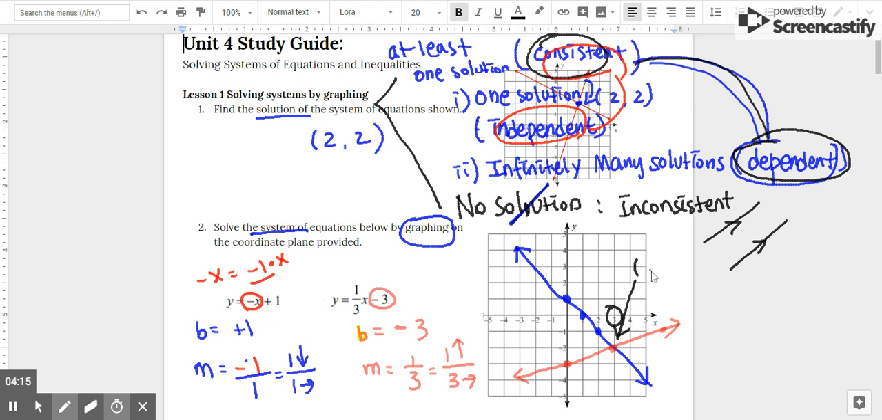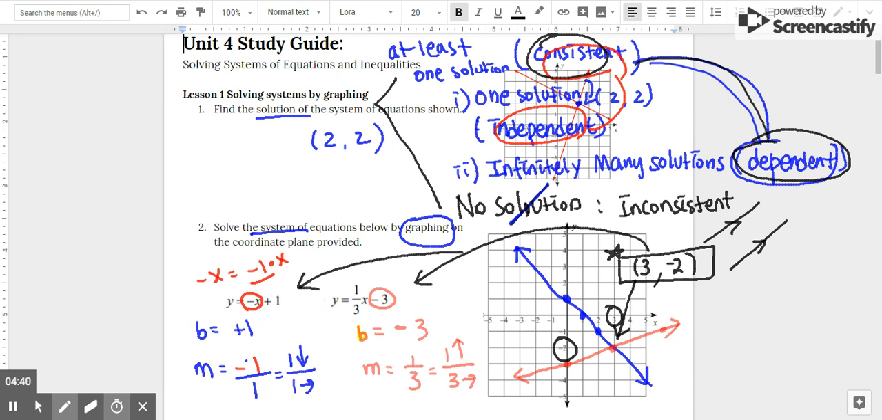The solution for this question is this point, (3, -2). You always read x first. So this is the solution of the graph. This little box, this ordered pair, is the answer that I want you to put on the paper. And if you plug this solution back into both equations in the system, then it should be a true statement.